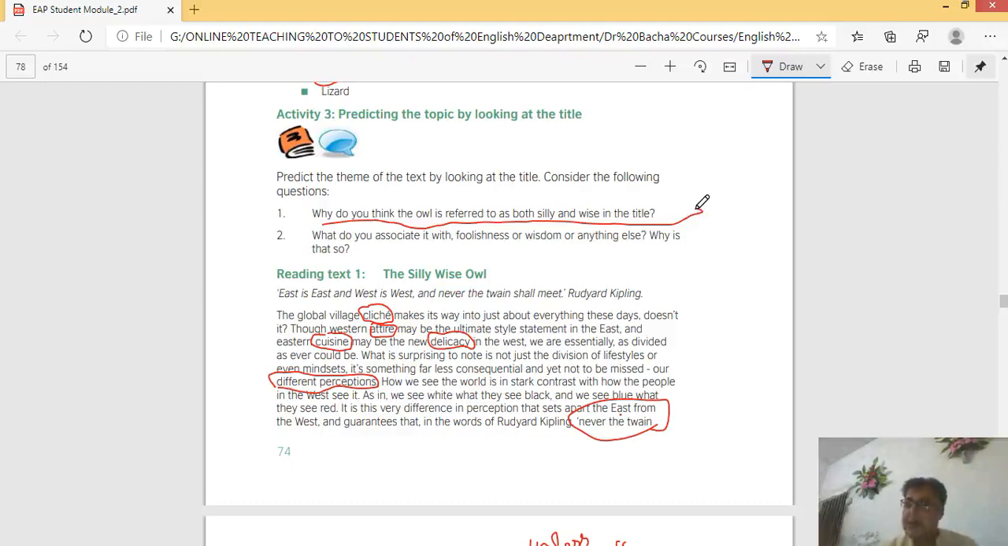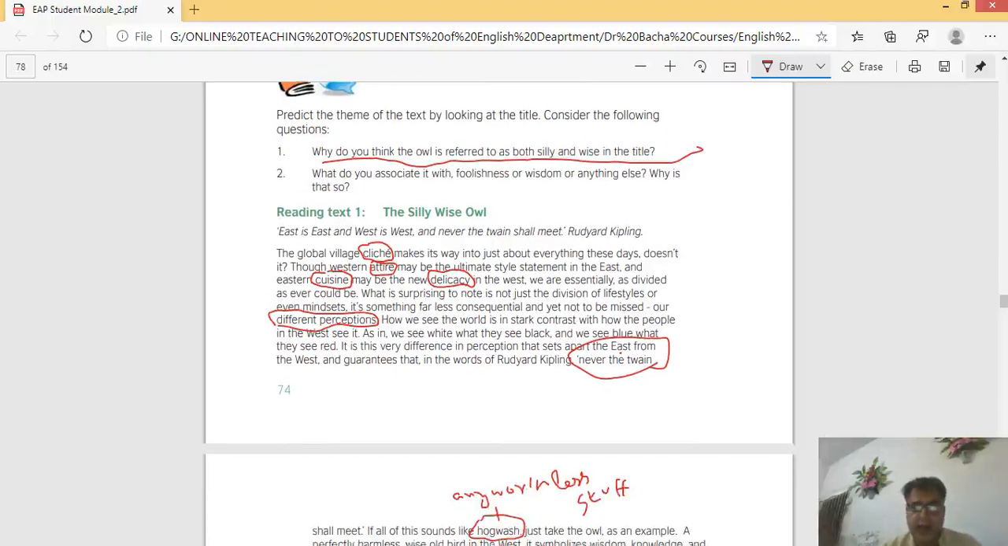You have to look at that, and you have to just record your thoughts and send them to me. What do you associate with that? Foolishness or wisdom or anything else? Why is that so? How do you actually associate certain things with certain things? Here is the paragraph.